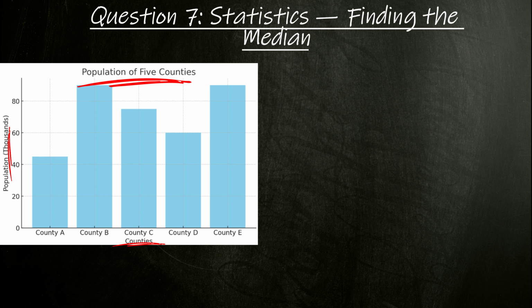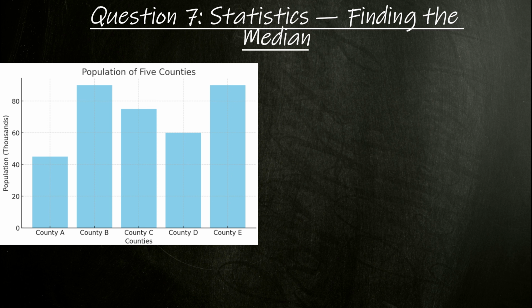The taller the bar, the larger the population. By comparing the heights of the bars, you can quickly see which county has the most or the least people. For example, you can see that County A has the smallest population, while counties B and E have the largest since their bars are the tallest. The other counties fall somewhere in between. To interpret this graph correctly, focus on the relative heights of the bars rather than just the exact numbers. The chart makes it easy to compare populations at a glance, rather than listing numbers in a table.